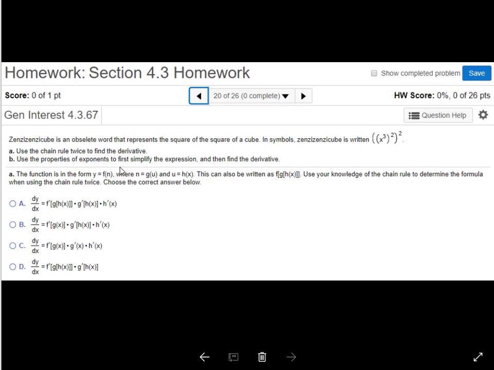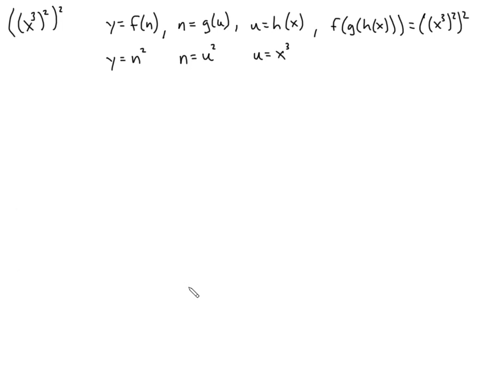I'm actually going to start with this part of the problem here. The function is in the form y is equal to f of n is equal to g of u is equal to h of x, and there's the triple composition. Let's just take a look at that first real quick. So I have the function written down here. Notice that h is the innermost function, and there it is on the innermost. That's the x to the 3rd function.